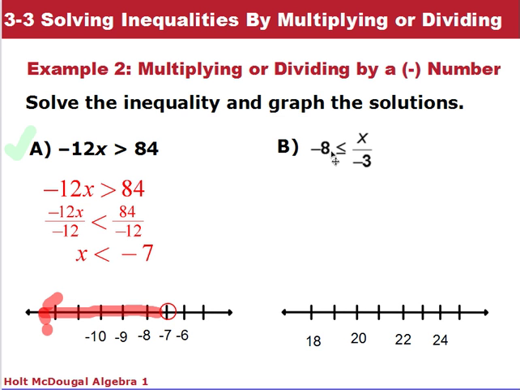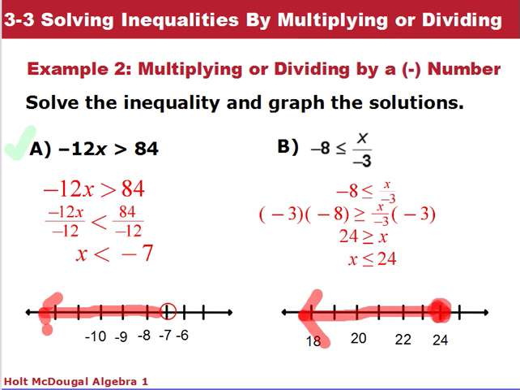Now let's look at negative 8 is less than or equal to x divided by negative 3. To solve this inequality, we need to multiply both sides by negative 3 to get the variable by itself. So on the left-hand side, negative 3 times negative 8 is positive 24. And on the right-hand side, we get our variable by itself. Again, keeping in mind we want the variable on the left-hand side, we get x is less than or equal to 24. Graphing this, we have a closed circle at 24, and we shade everything to the left.